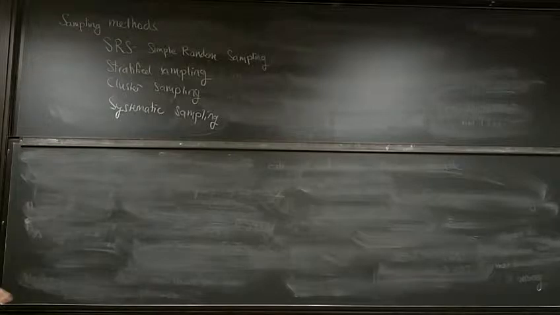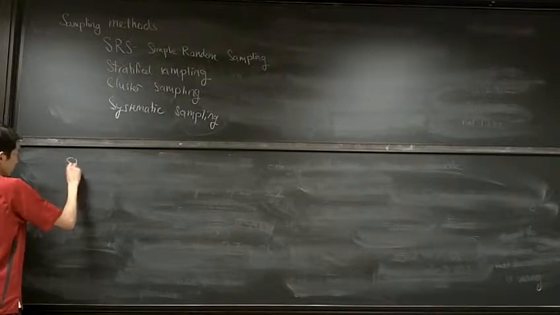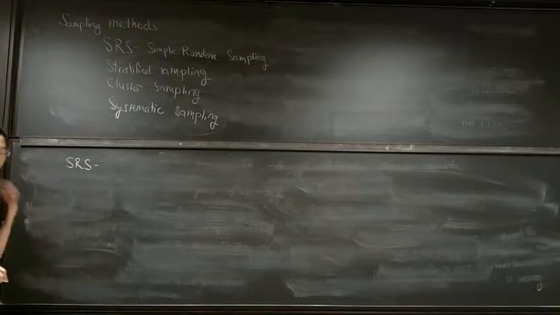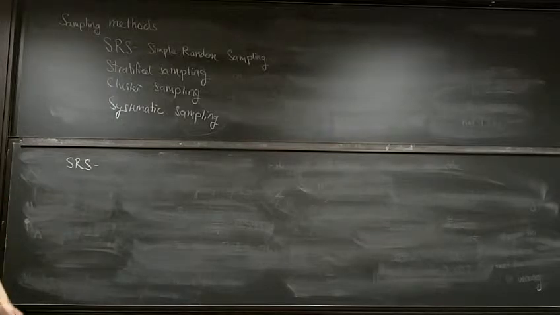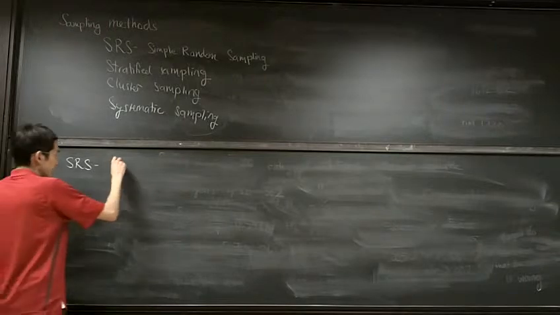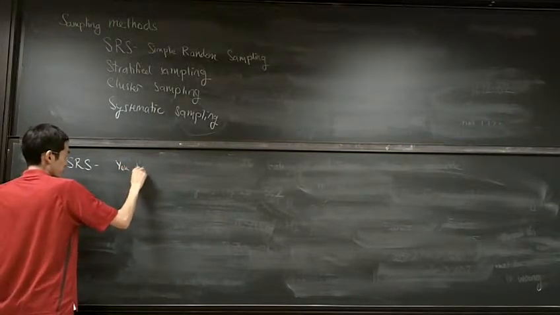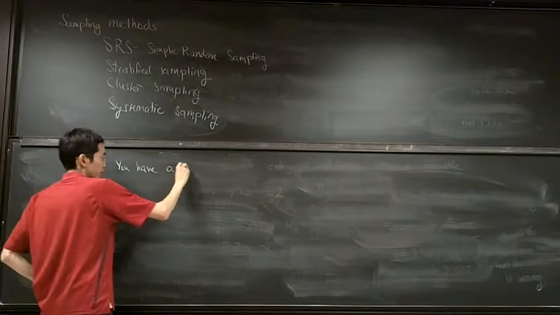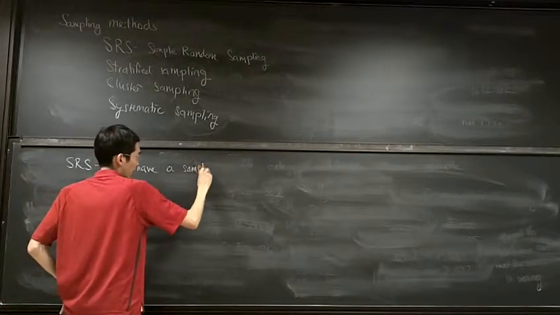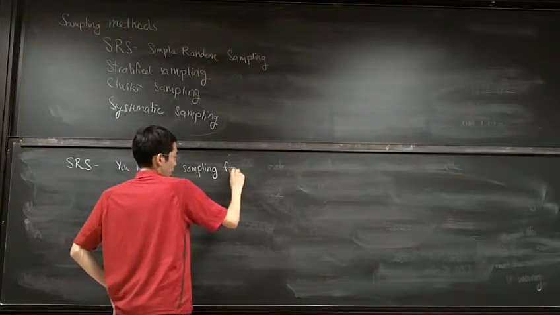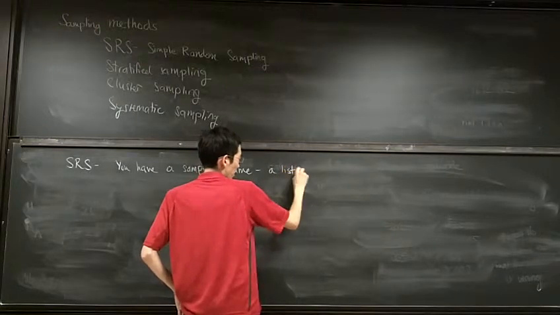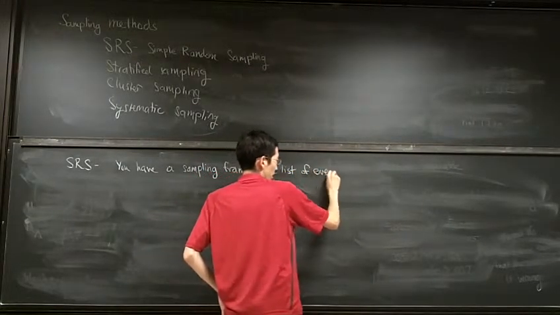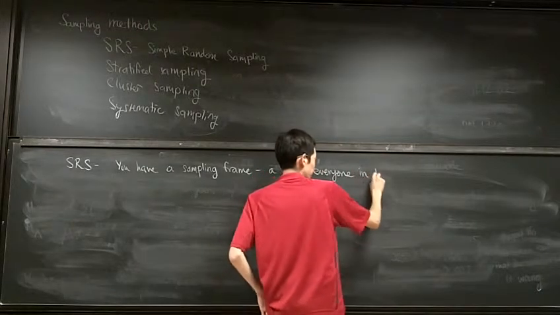Okay, so let's talk about simple random sampling. Simple random sampling involves having a list of everyone and then selecting people randomly from that list. Okay, so you have something called a sampling frame, which ideally is a list of everyone.